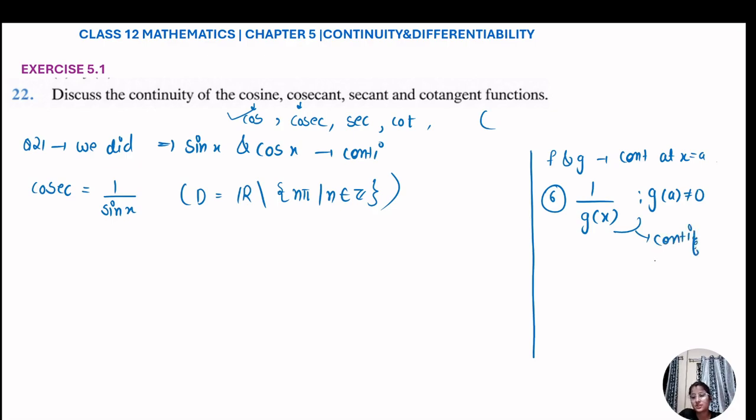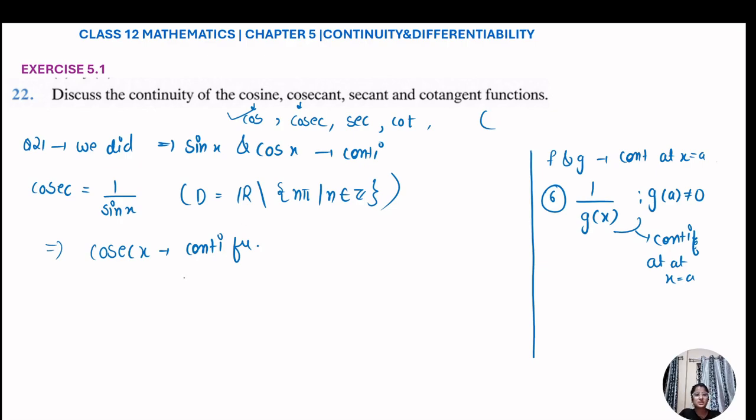Sorry, not continuous function, is continuous at x equals a. So from here, as we know that sin x is continuous for all x, now we are looking only for the domain, that is R minus n pi. So as this is continuous in all these domain points, this function will be continuous in all these domain points. So from here, what we get? Cosec x is continuous function.